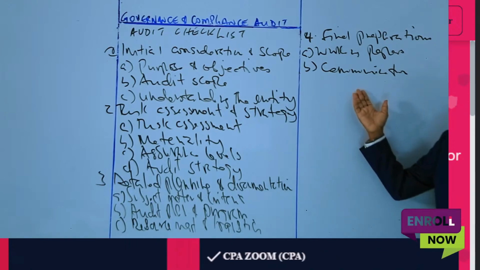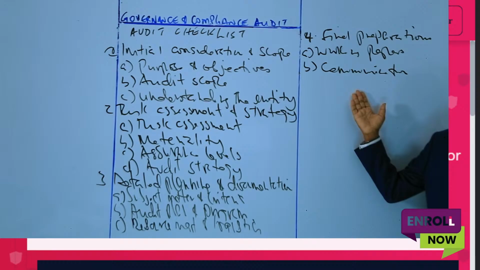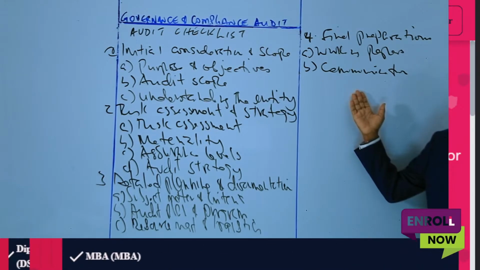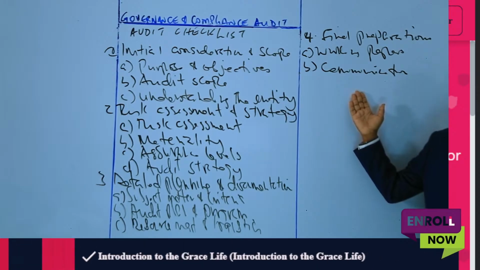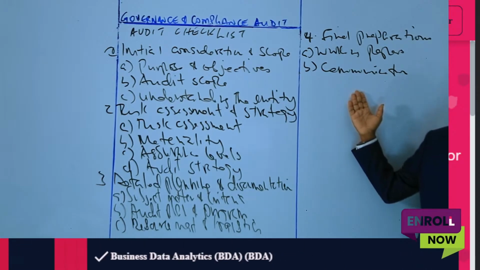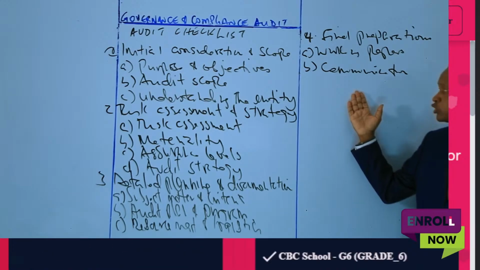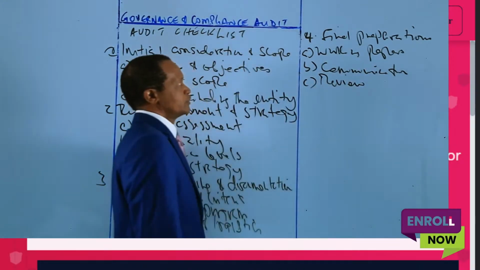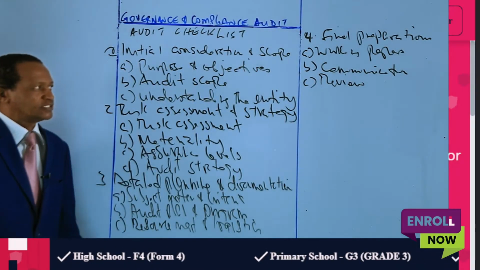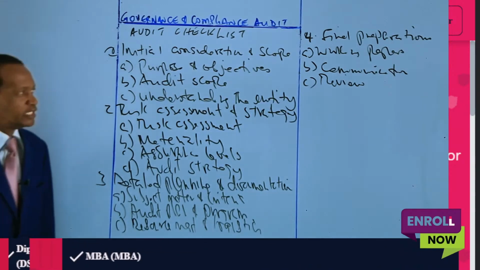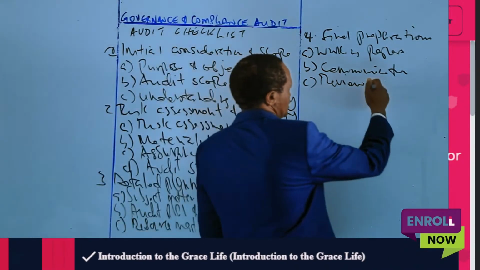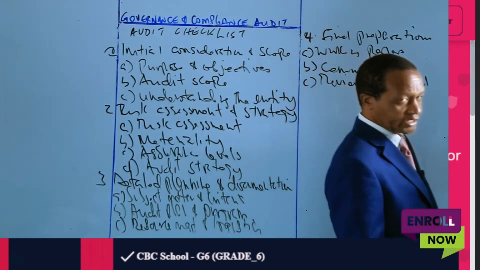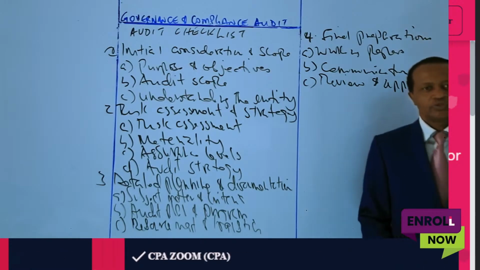And there are also questions to answer on communication. Has a kickoff meeting, for example, with the audited department been scheduled? Has a formal communication plan been established to keep the stakeholders informed throughout the audit? There could also be questions to answer on review. On the final preparation, we have the working papers, communication, and also review. And let me put it together with approval. Review and approval. All right?